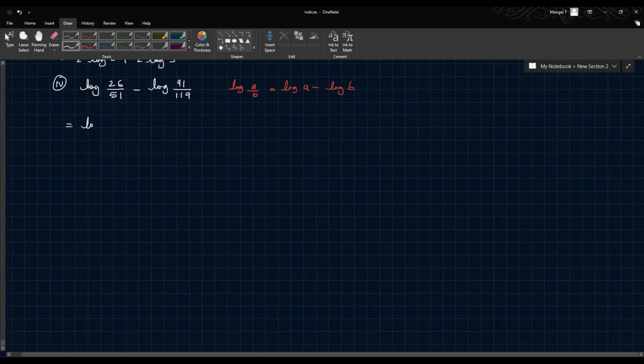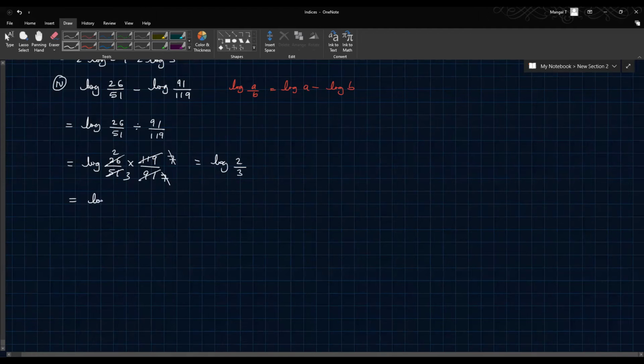Because there is a negative sign, I write log of 26 upon 51 divided by 91 upon 119. This is log 26 upon 51. The division turns into multiplication. 51 goes in which number? 17. That is 3s are, goes 7s are. So this 7 and 7 also are getting cancelled. So this is log 2 upon 3, which can be further written as log 2 minus log 3. Log 75 over 16.